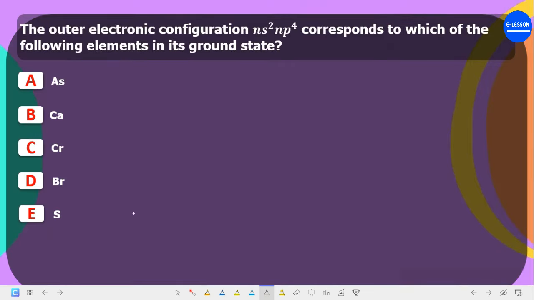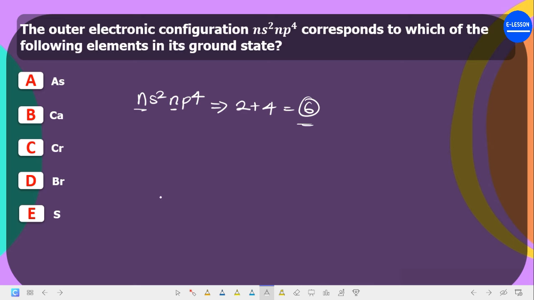The next question says the outer electronic configuration of ns²np⁴ corresponds to which of the elements? Now I told you that anytime you are given something like this, such that this n and this n are the same, what do you do to them? You add the powers to get the number of electrons in the valence shell, and the number of electrons in the valence shell will give you the information about the group to which the element belongs. Is that not so? So you now have 2 plus 4, and 2 plus 4 is 6. So this tells you that the element in question is a group 6 element.